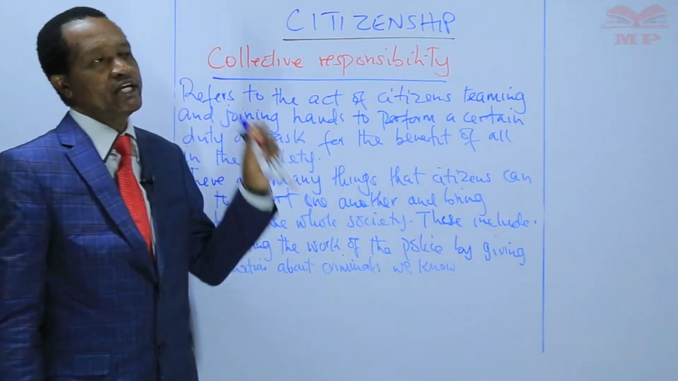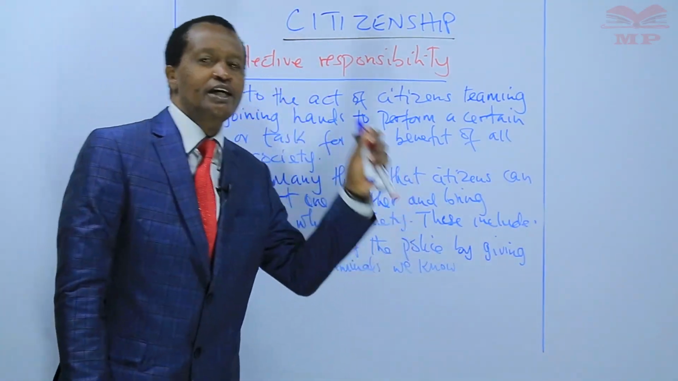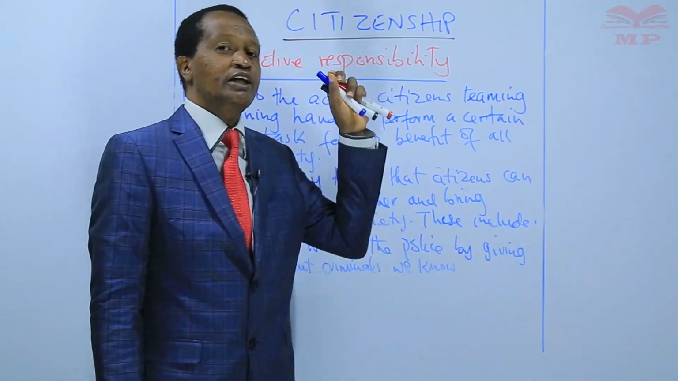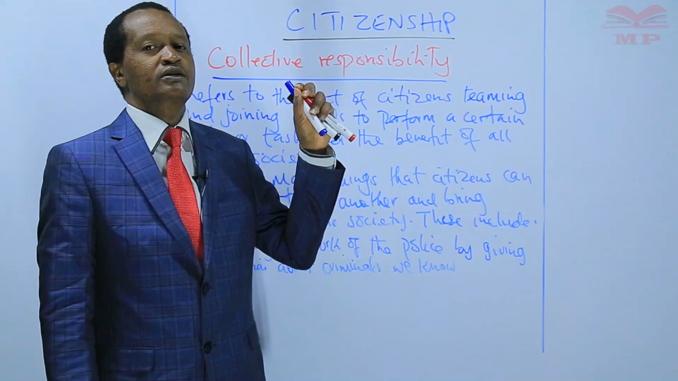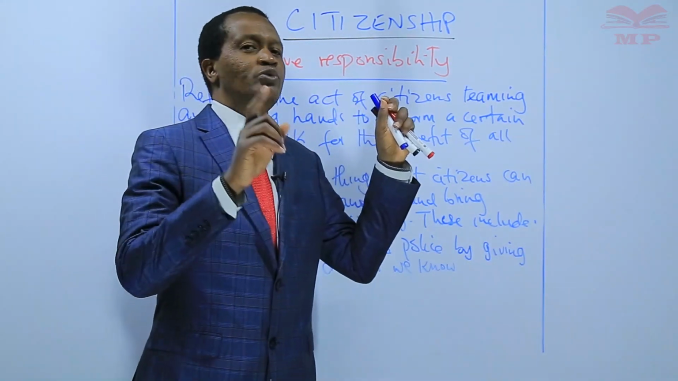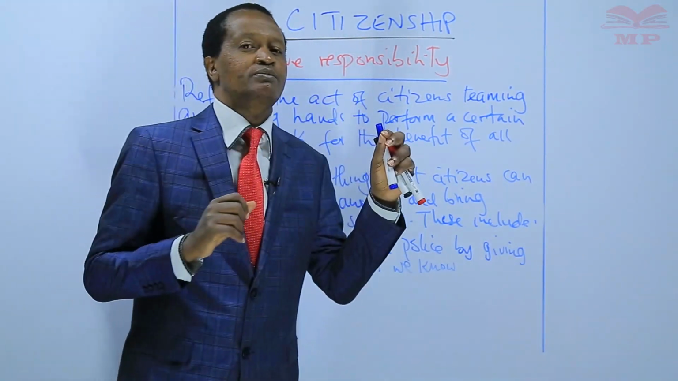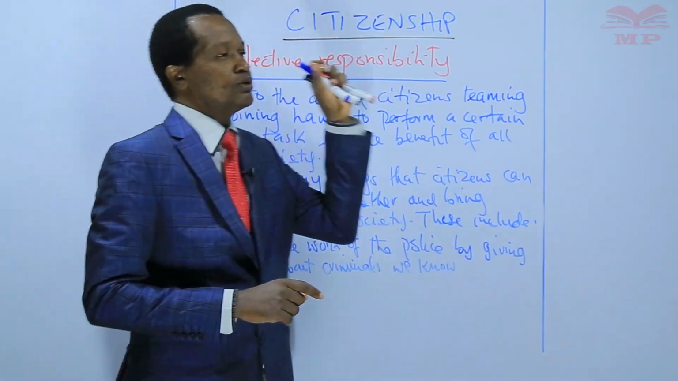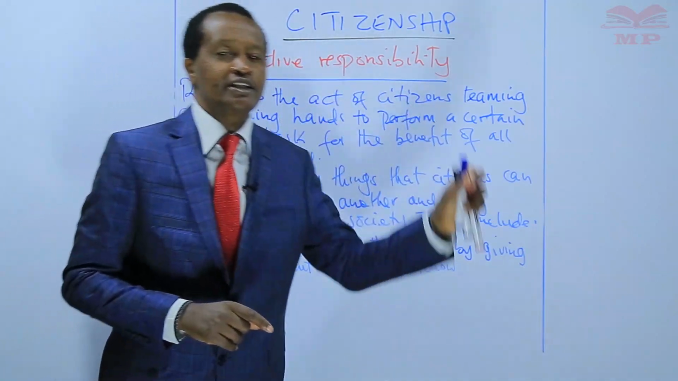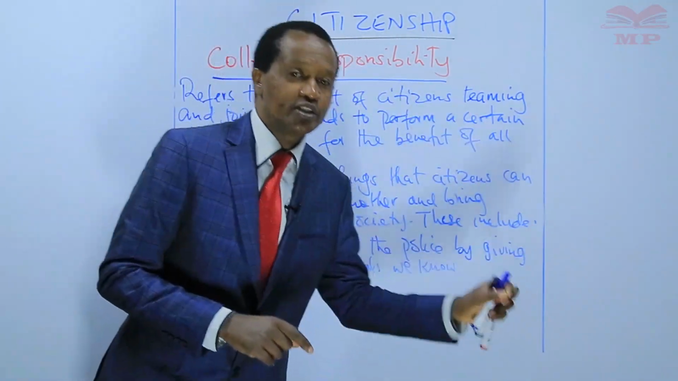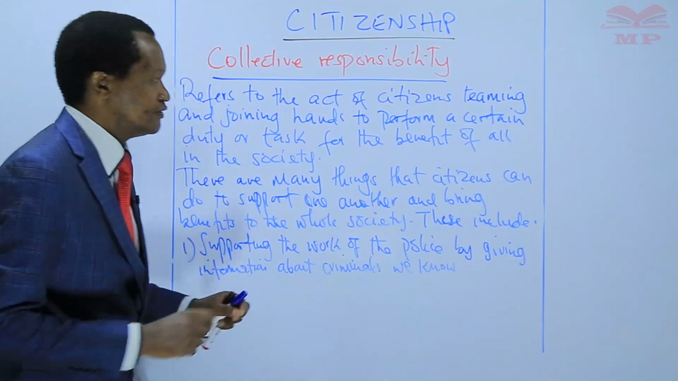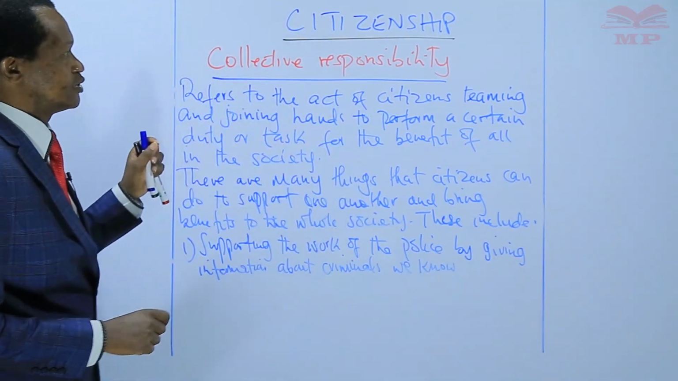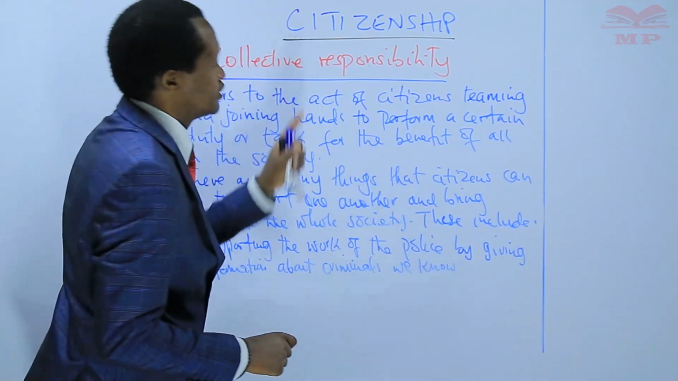When you report a criminal to the police and that criminal is apprehended and say jailed, then you will have saved lives, because criminals kill people, criminals rob people. But if you report a criminal to the police and that criminal is arrested and imprisoned, then you have saved lives. That benefits the society at large. That's what we are calling collective responsibility.